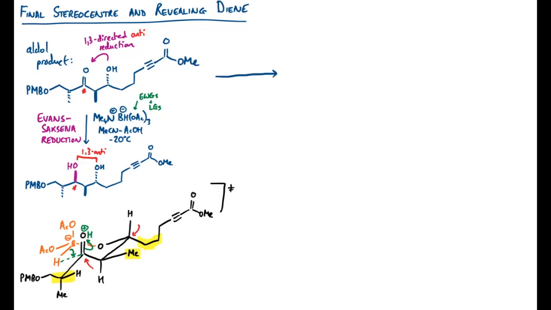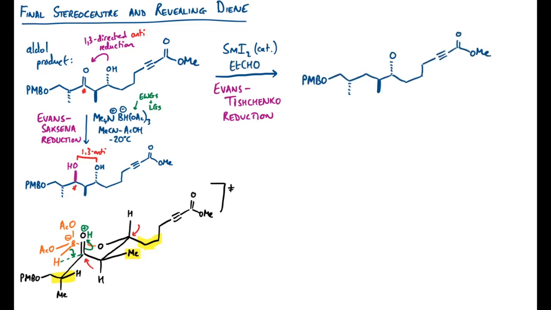Just popping up to the top of the slide, there is an alternative method that goes through a slightly different product, which is the Evans-Tishchenko reduction. This uses samarium diiodide, but interestingly for this discussion in a catalytic amount in the presence of propionaldehyde to do the same sort of reduction, but there's a key difference.